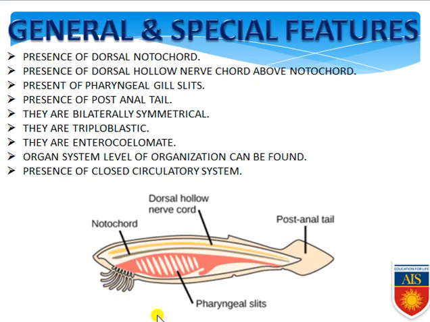This is the body plan you can see present in a chordate. This is the notochord, this is the dorsal hollow nerve cord, this is the post-anal tail, this is the pharyngeal gill slits present.